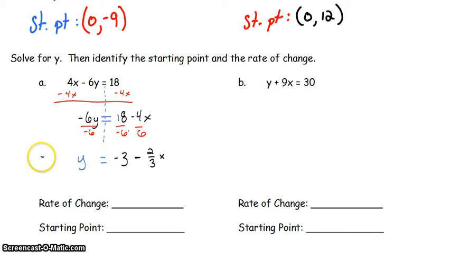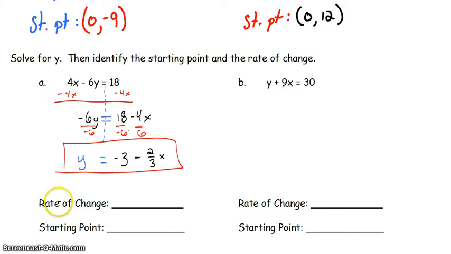I am now in function form. I've solved for y, so I look for my rate of change. Remember, rate of change and slope are always with x. It's the number you're multiplying x by. In this case, my x is here. I'm multiplying it not by 2/3, but by negative 2/3.